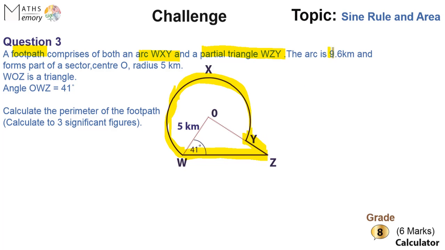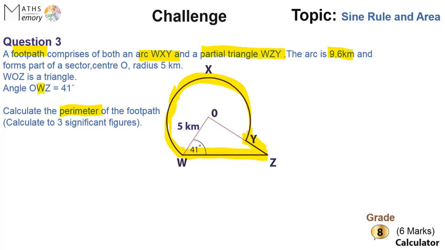The arc is 9.6 kilometers. So this whole curve, this part of the sector, the arc is 9.6 kilometers and forms part of a sector radius 5 kilometers. WOZ is a triangle. We can see it over here, obviously center O, and angle WOZ is 41 degrees. Calculate the perimeter of the footpath.